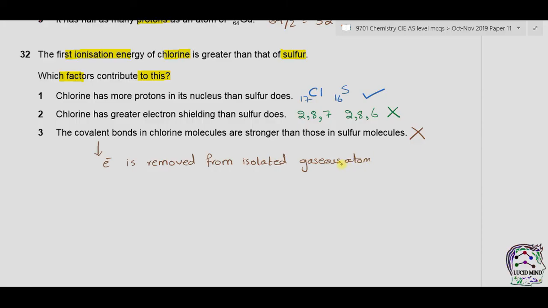So there is no involvement of covalent bonds. As only option 1 is correct, the answer is therefore D.